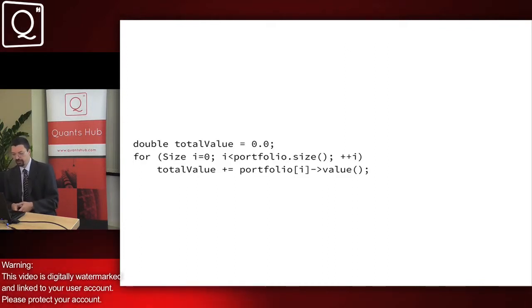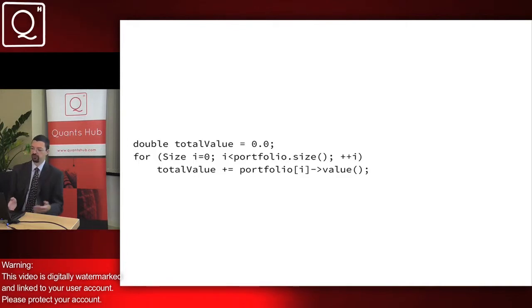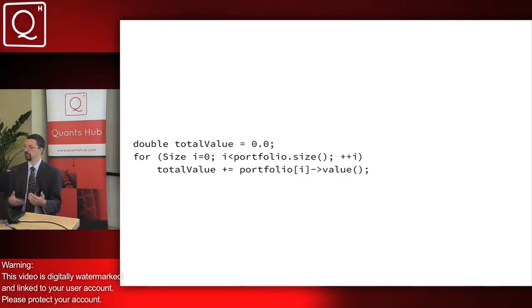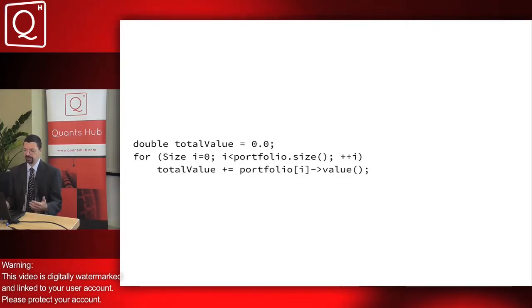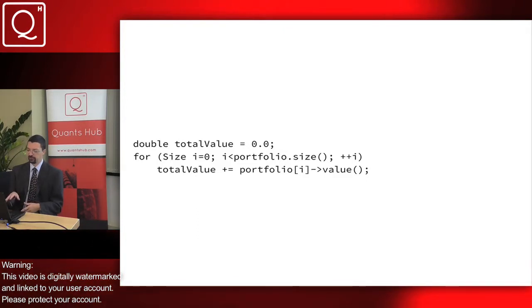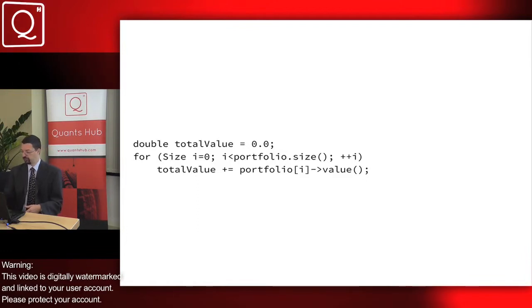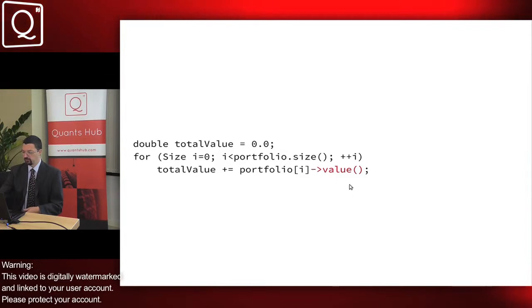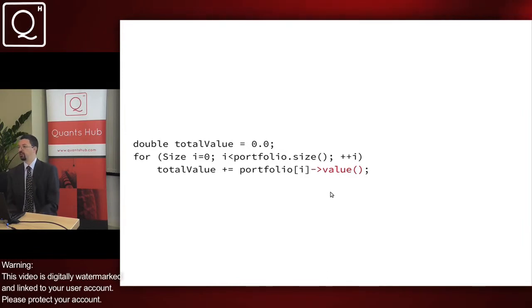It's natural enough to think that you can do something like this. You can just loop over the instruments, collect the value for each of them, and return the sum of the values, and that's the value of your portfolio. The problem is, in writing this code you already made a design choice, which is that this value method, which I'm emphasizing, doesn't take any arguments.